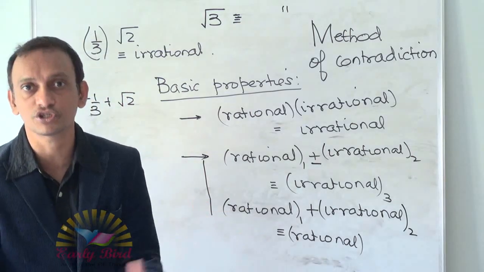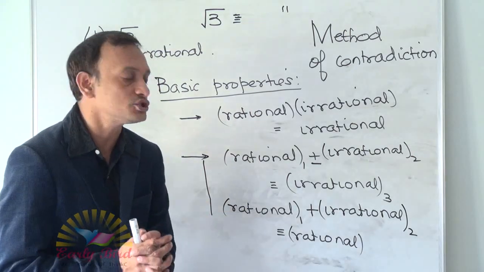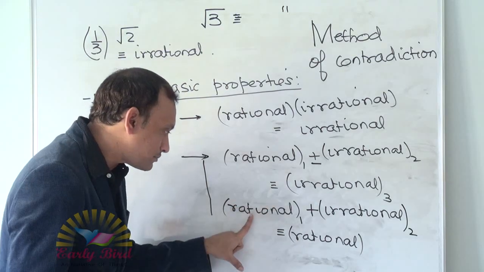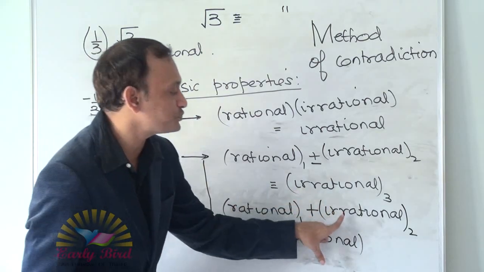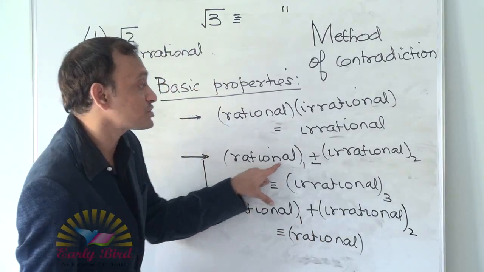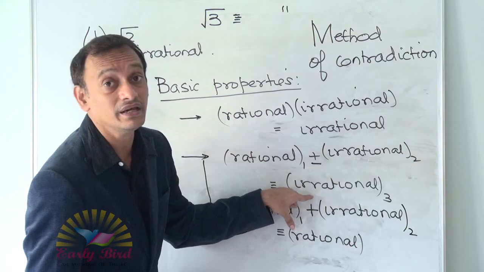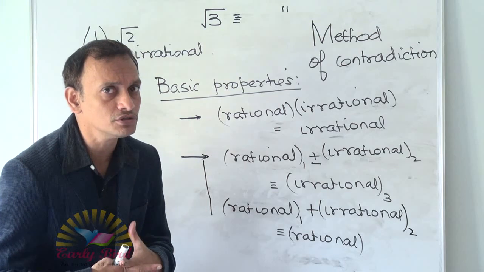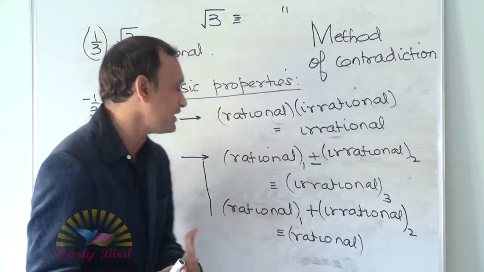Now, what would this lead to? This is an assumption which is contrary to what we want to prove. I'm assuming that a rational plus an irrational is rational. But what we want to establish is that a rational plus an irrational will be an irrational. So I'm deploying what's called the method of contradiction, assuming the contrary of what's required.